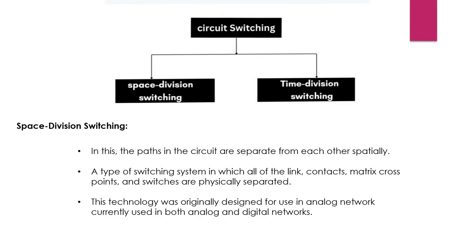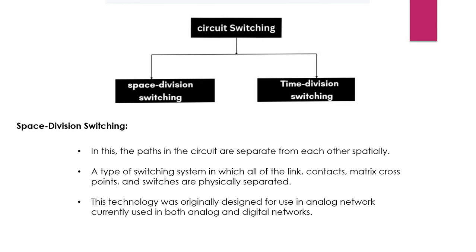Now, in the space division switch, the paths in the circuit are separate from each other spatially. It is a type of switching system in which all of the links, contacts, matrix, cross points, and the switches are physically separated. This technology was originally designed for use in analog networks, currently used in both analog and digital networks. The space division switching we already discussed in the previous class.